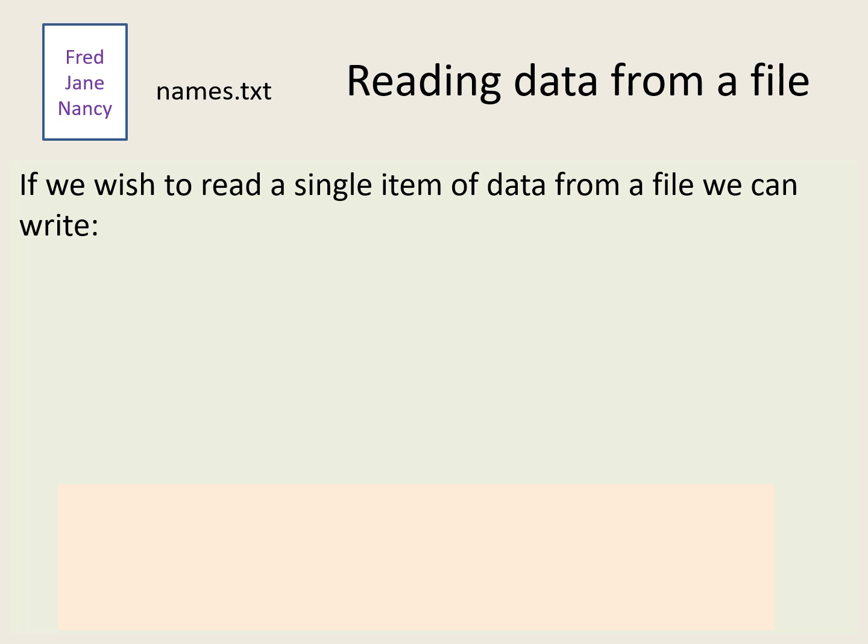So let's have a little bit more of a practice of this concept. Now reading data from a file. If we want to read a single item of data from a file, we can write this: read file, names.txt for name. How this works is this read file is the pseudocode command that will allow us to read some information. Names.txt is the text file that we want to read information from.